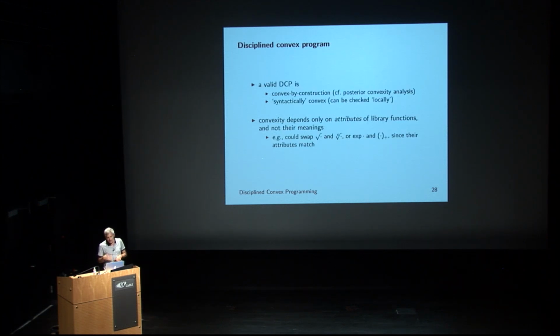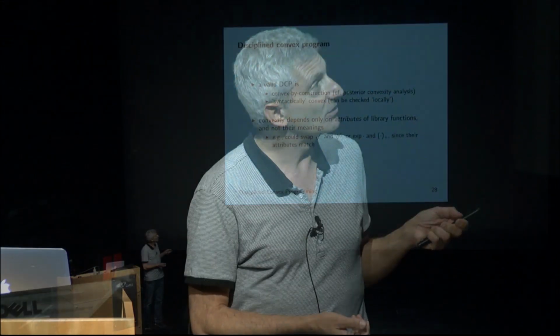And so if we have something like that, then you'd say it's called a DCP, a disciplined convex program. What it is, it's convex by construction. In other words, it doesn't allow you to build a non-convex problem, right? And it's actually very, very different from posterior convex analysis.